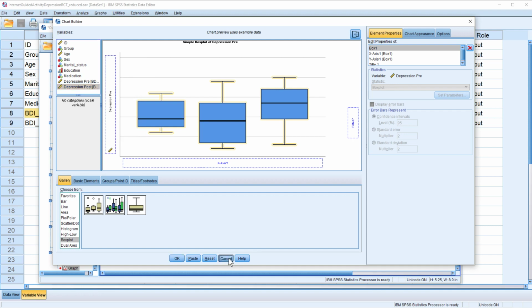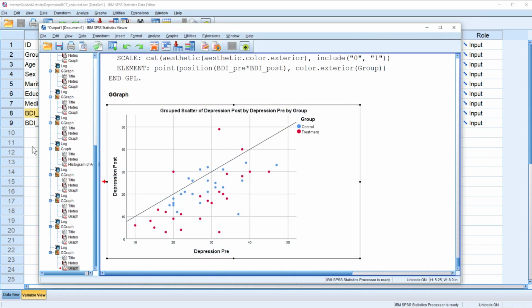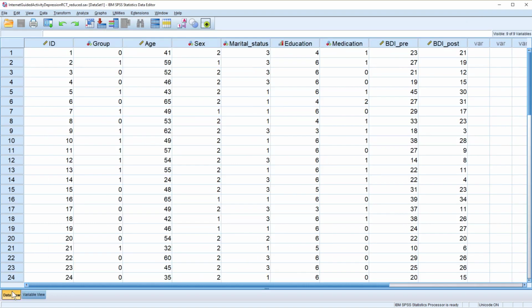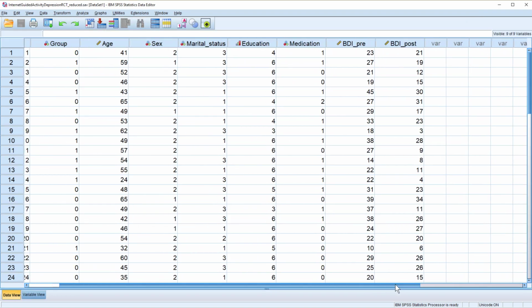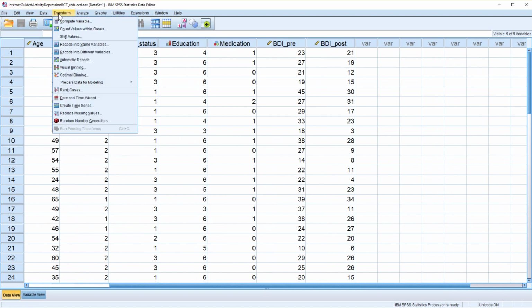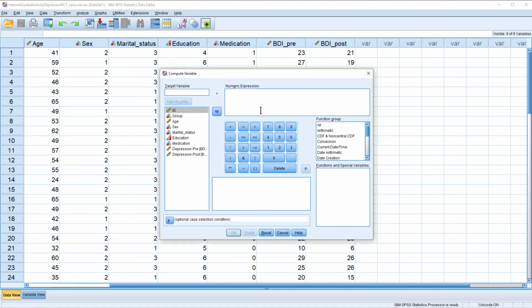Something that we can do is actually calculate the difference between the pre and the post. So I'm just going to very quickly make a third variable.